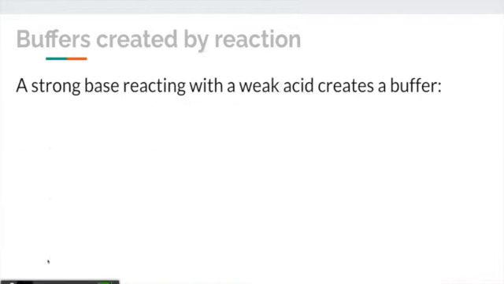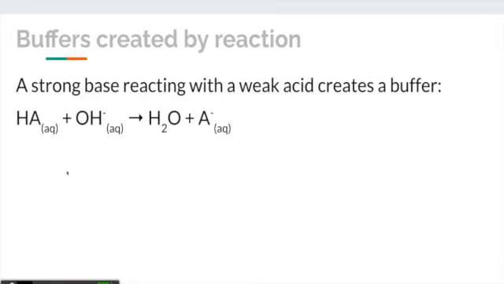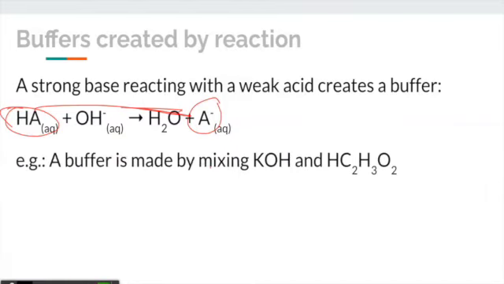Likewise, we could take a strong base and react it with a weak acid, and that would also create a buffer. So here's your weak acid, HA, reacted with a strong base, OH minus, and we get water, and then we get the conjugate base of that weak acid. So now we have a weak acid and its conjugate base. Those are both present in the same mixture. That makes it a buffer. So for example, if we take KOH, a strong base, and mix that with acetic acid, a weak acid, we get a buffer. Now here's a question about that buffer.